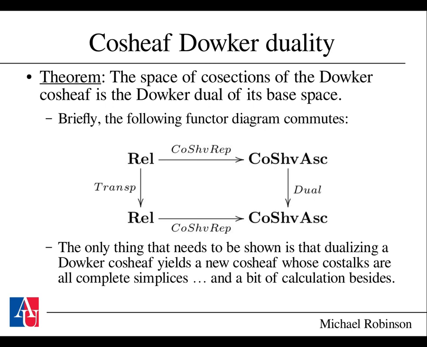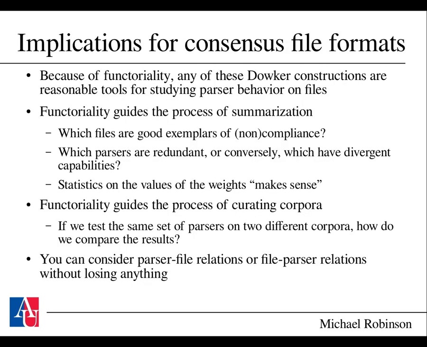And so really, as I said, given the definition of this duality functor that I just explained, the only thing you need to do is show that the image subcategory of the horizontal arrows is preserved. And there's a little bit of calculation to show that. Now, that was all very general. What does this imply for consensus file formats? Well, because of functoriality, any of these Dowker constructions are reasonable tools for studying parser behavior on files.